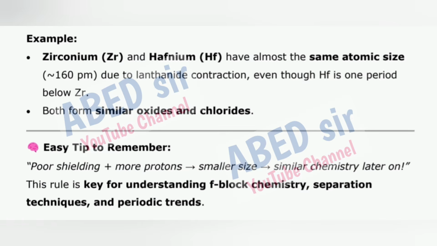Example: zirconium, Zr, and hafnium, Hf, have almost the same atomic size, 160 pm, due to lanthanide contraction, even though Hf is one period below Zr. Both form similar oxides and chlorides. Easy tip to remember: poor shielding plus more protons, smaller size, similar chemistry later on. This rule is key for understanding F-block chemistry, separation techniques, and periodic trends.